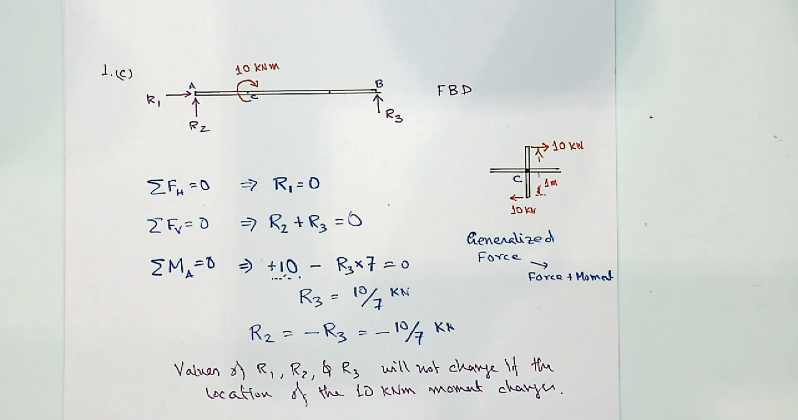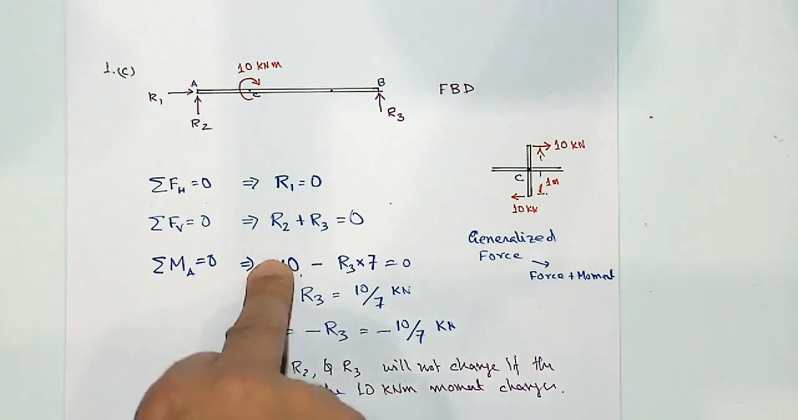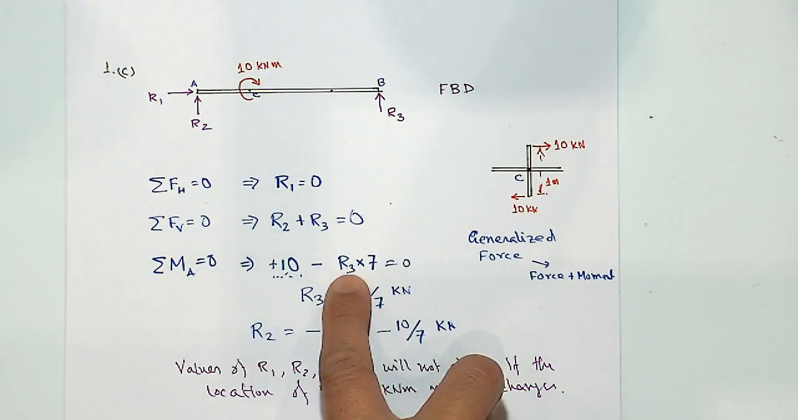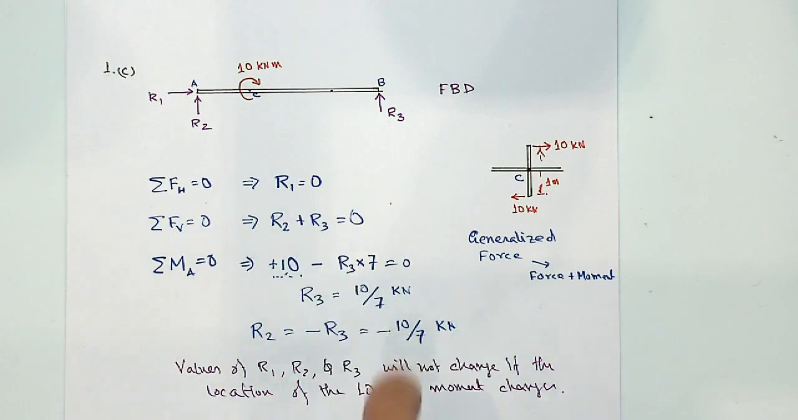Is anti-clockwise. Moment is clockwise, isn't it? 10 kilonewton meter. Where it is anti-clockwise, it's 10. Oh, if the concentrated moment was anti-clockwise, then I'll put that as minus 10. And then R3 would be positive. So you could see that.